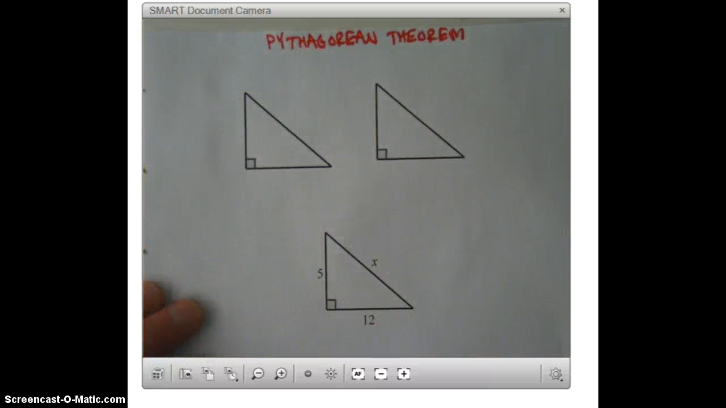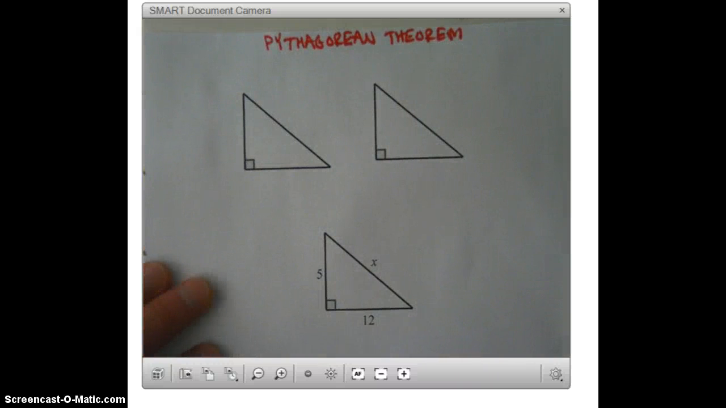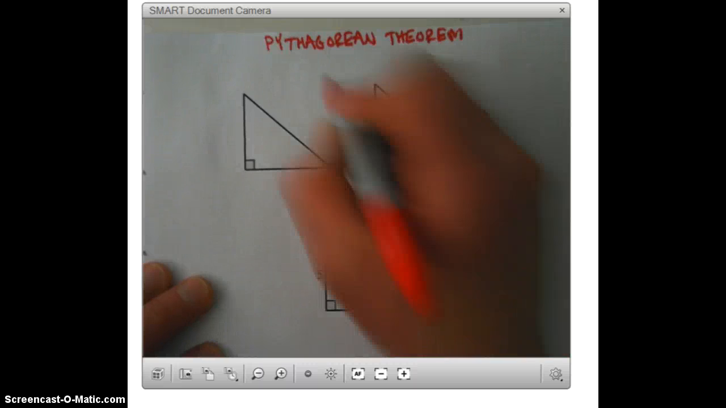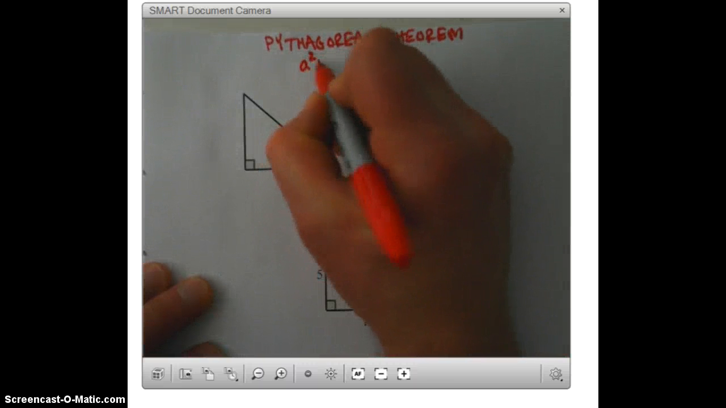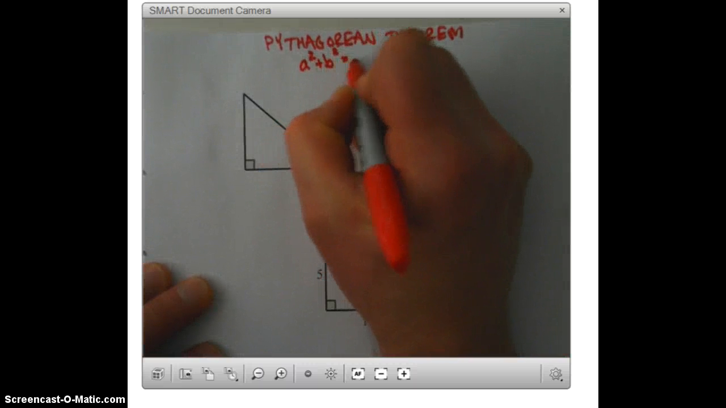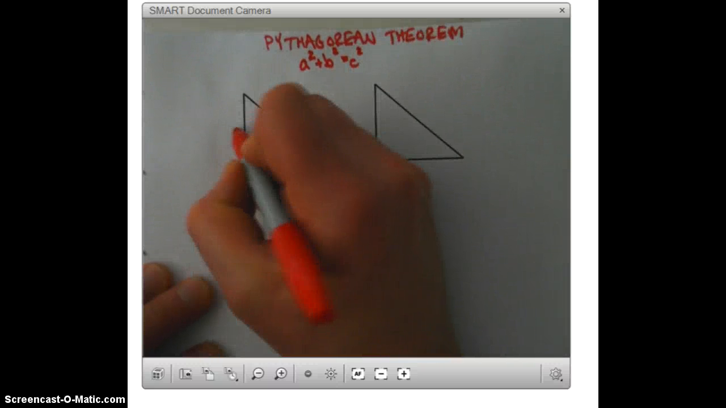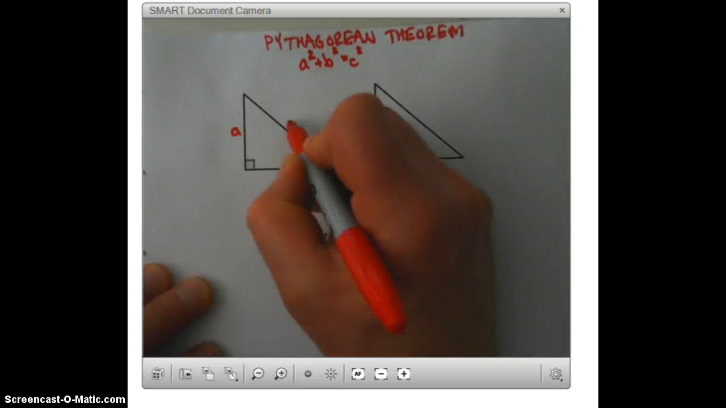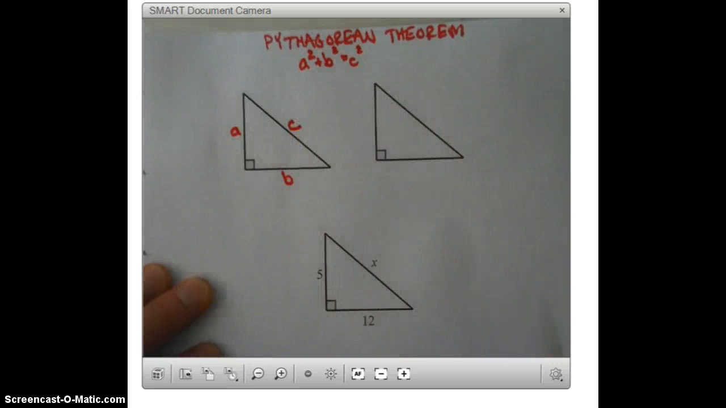Okay, we're going to take some basic notes on the Pythagorean theorem. Most people know that the Pythagorean theorem is a squared plus b squared equals c squared, where a, b, and c are the lengths of the sides of a right triangle. This only works for a right triangle.